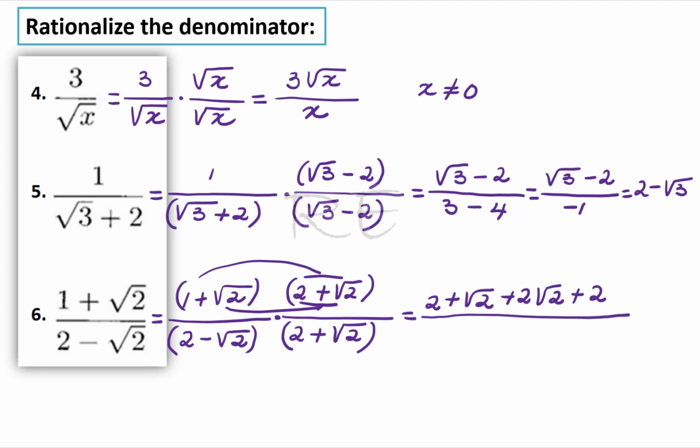The denominator becomes a difference of 2 squares. 2 squared, which is 4, minus square root of 2 squared, which is 2. In the numerator, 2 plus 2 is equal to 4, plus square root of 2 plus 2 square root of 2, 3 square root of 2. The denominator, 4 minus 2, is equal to 2.